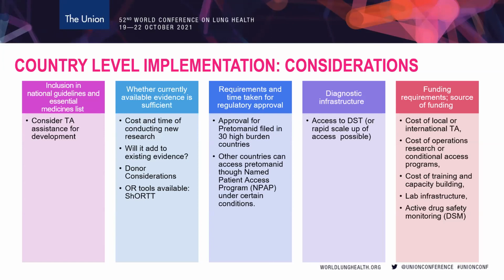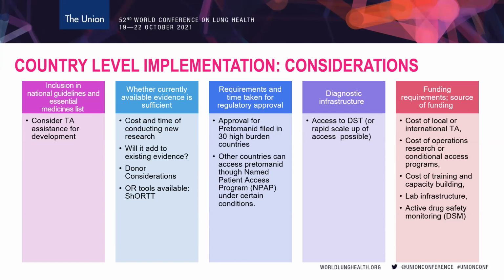Then also we have to look at the requirements and the time taken for regulatory approval, which has been discussed in some of the breakout sessions as well. There's already approval for Pretomanid filed in 30 high-burden countries, so this should expedite the process. And then other countries can access Pretomanid through the named patient access program. So there's a lot of effort being put in to facilitate quicker access to Pretomanid before regulations are in place. Then we've just had a lab session, so countries need to evaluate their current access to DSTs, and also whether or not they can have a rapid scale up.